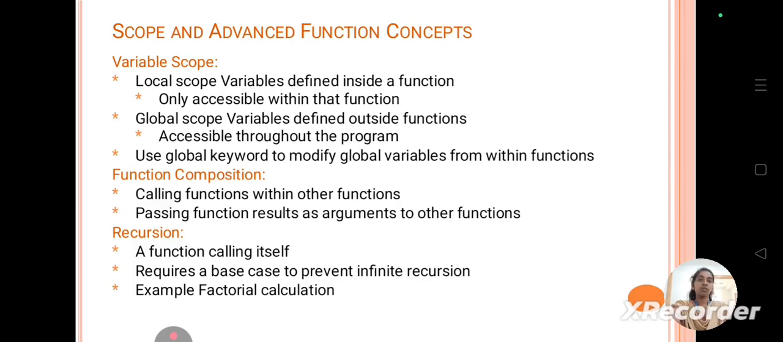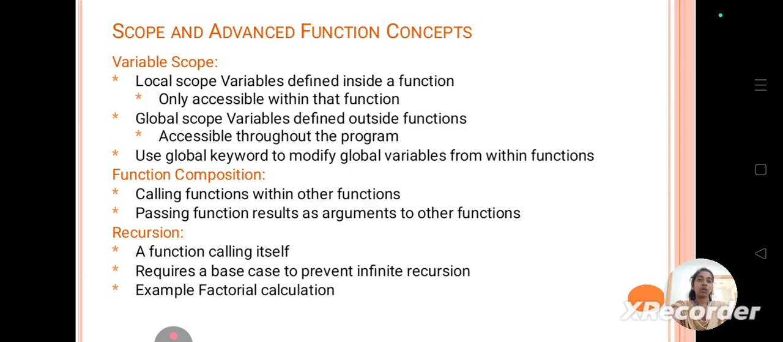Variable scope. Local scope: variables defined inside a function are only accessible within that function. Global scope: variables defined outside functions are accessible throughout the program. Use the global keyword to modify global variables from within a function.